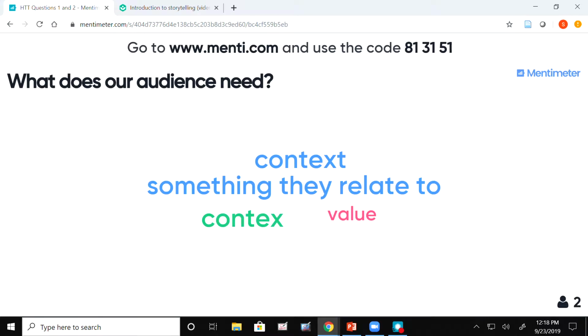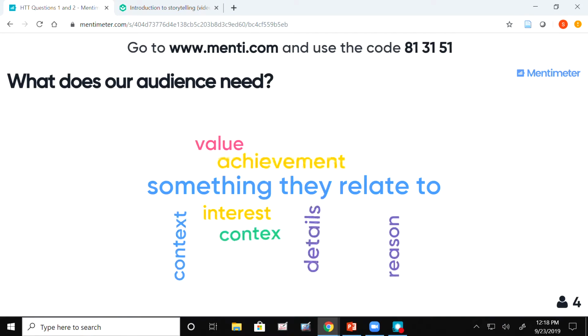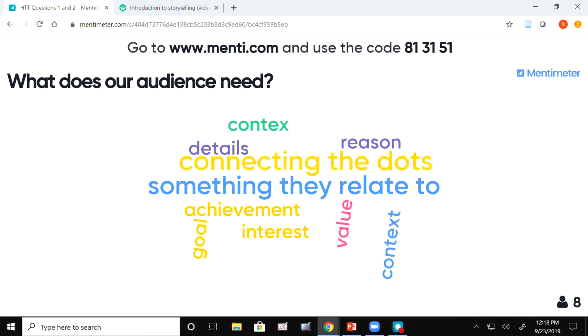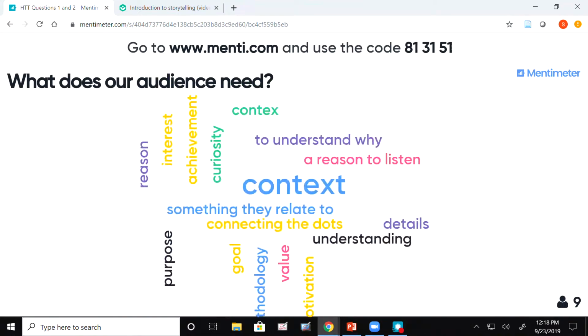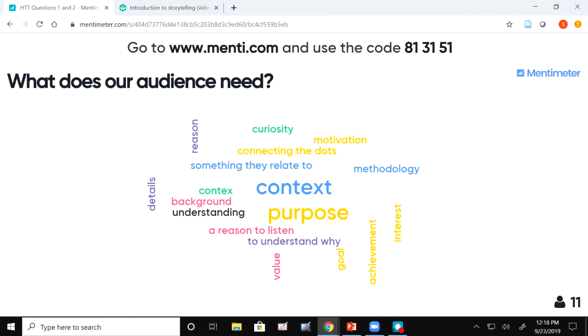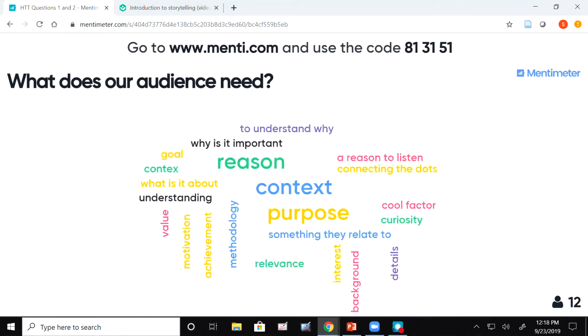So something they can relate to, context, why we value it, what makes it interesting. It's important. If you're trying to tell them a bunch of experiments that you've done, but you haven't convinced them to care about it, it's going to be really hard to pay attention. Okay? Purpose, excellent. Why is it cool?